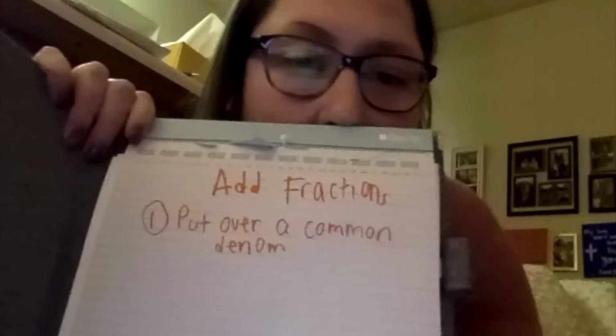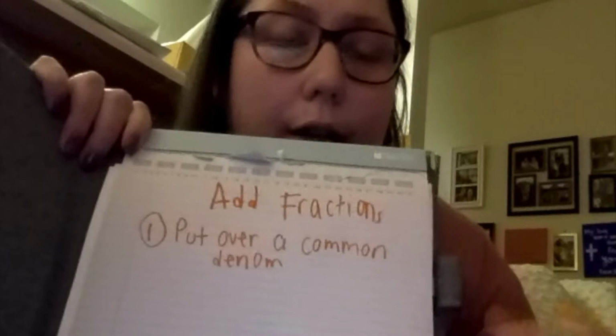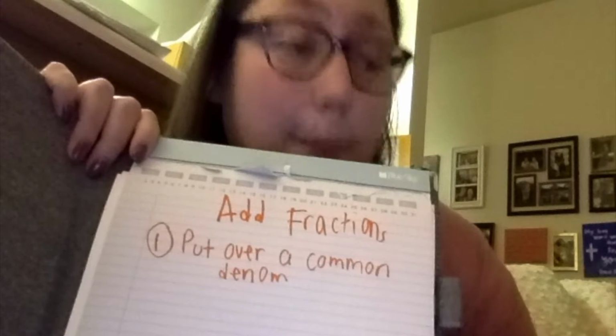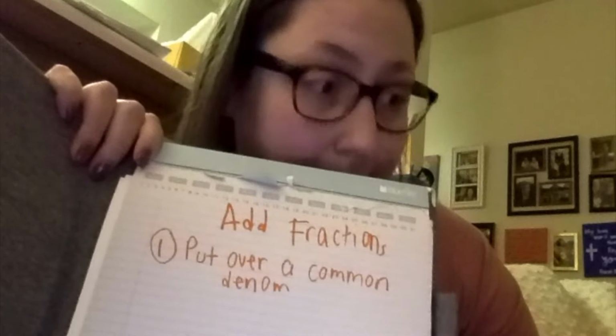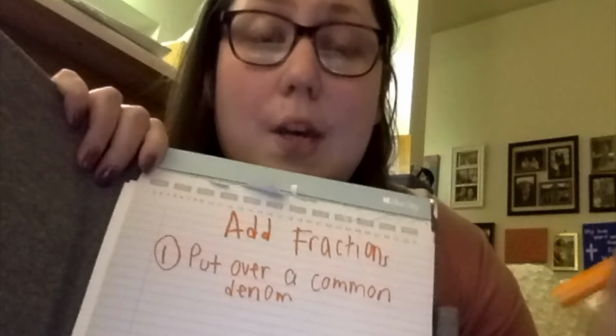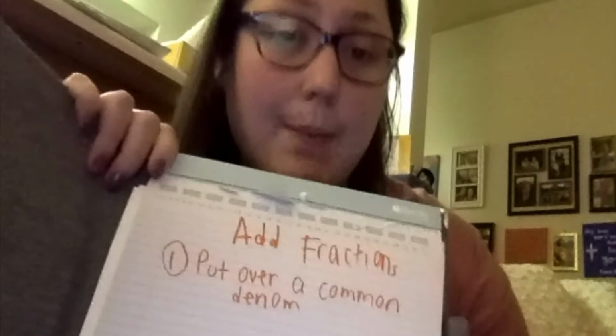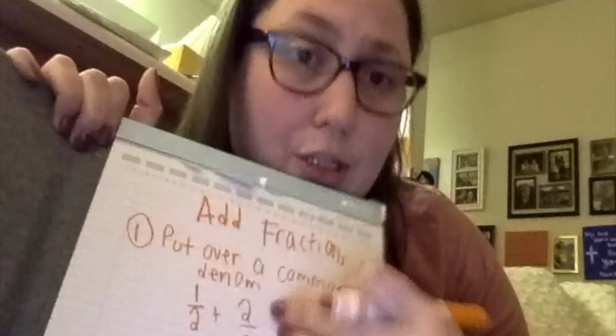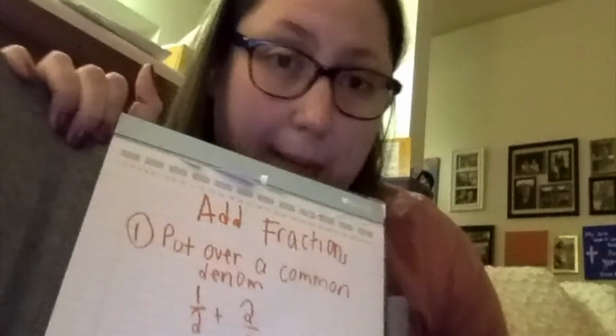Yes, I know this is backward, but I know you can read. You're going to put your fractions over a common denominator. Remember, common means same, denominator is bottom number. We want two fractions with the same bottom number. So, if I give you the problem, 1/2 plus 2/3, the first thing we're going to want to do is put 1/2 and 2/3 over a common denominator.